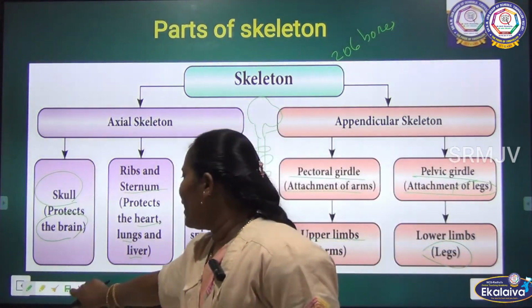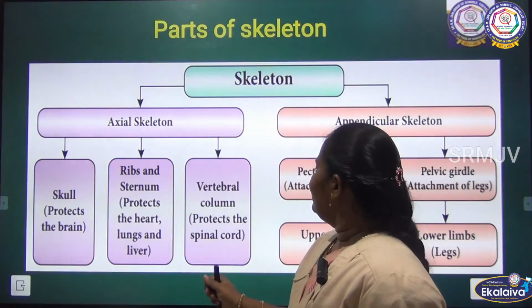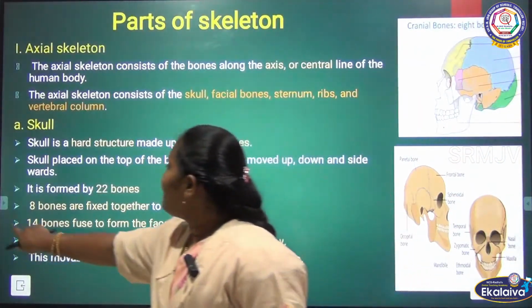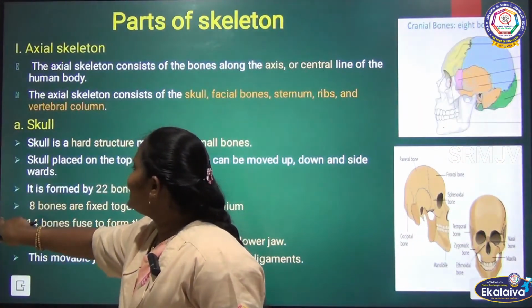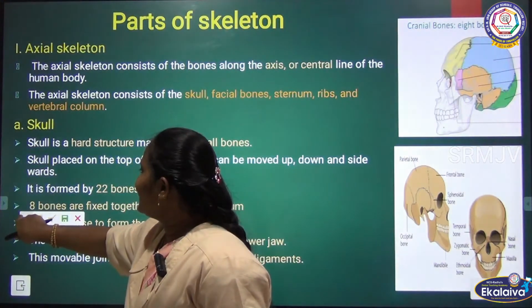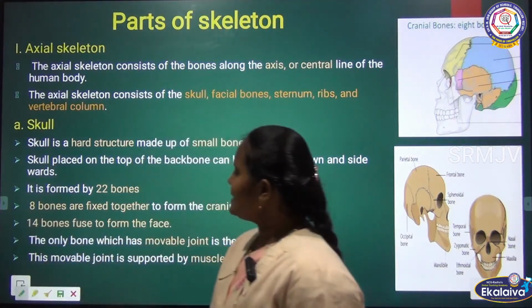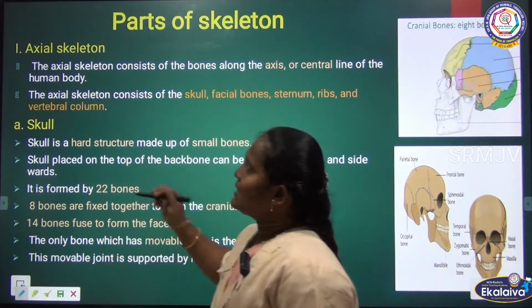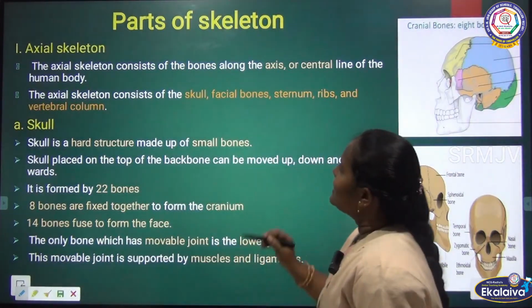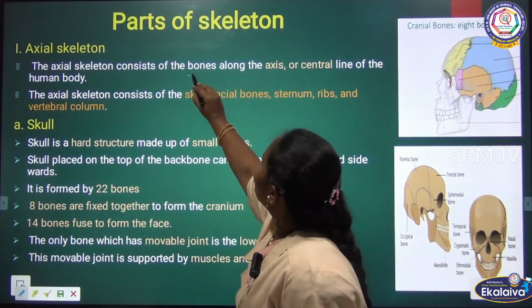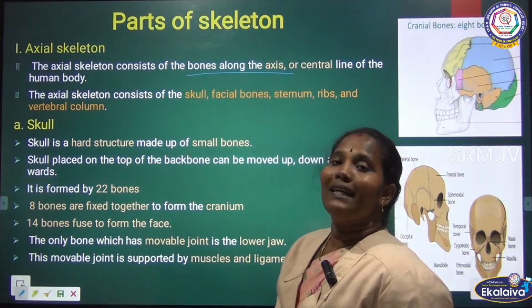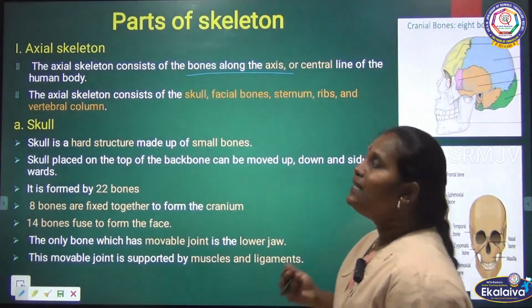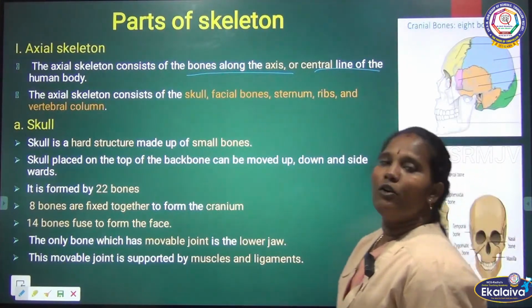We have to see them one by one. The first one is the axial skeletal system. The axial skeletal system means the bones along the axis, or central line, of the human body.